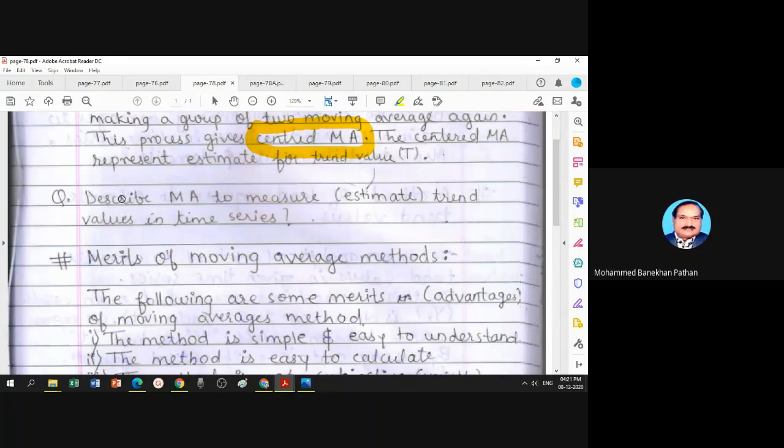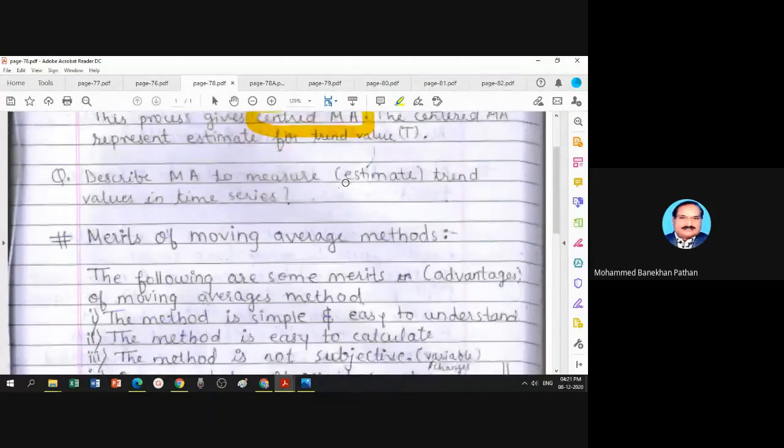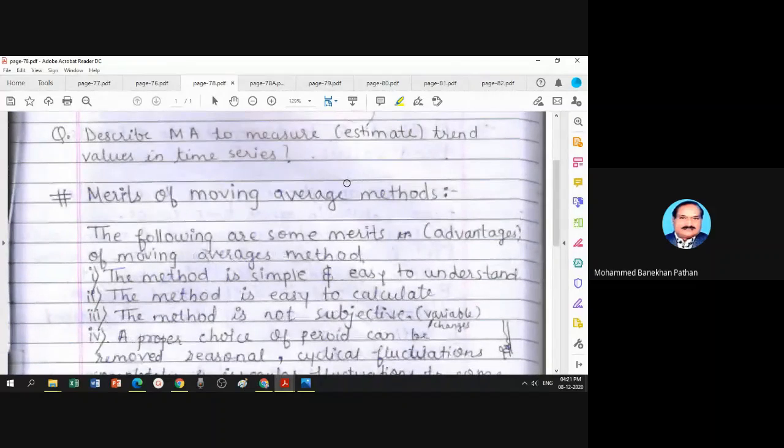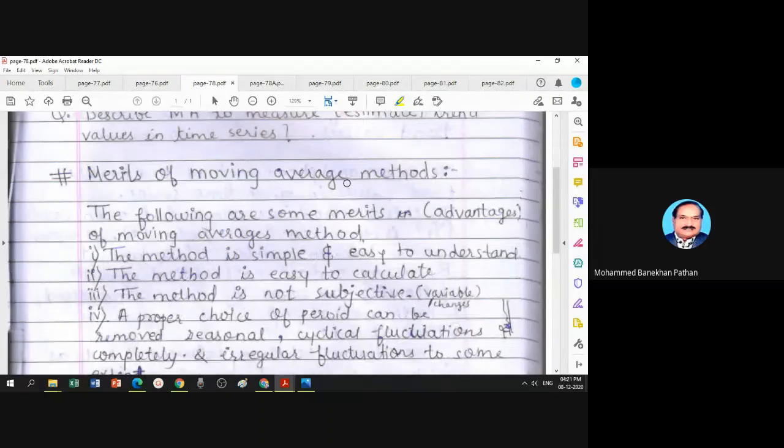Question, theoretical on the topic: Describe moving average to estimate trend values in time series. You have to elaborate like this. You may take a simple example and elaborate with that simple example also. Let us see what are the advantages of the moving average method and the disadvantages.